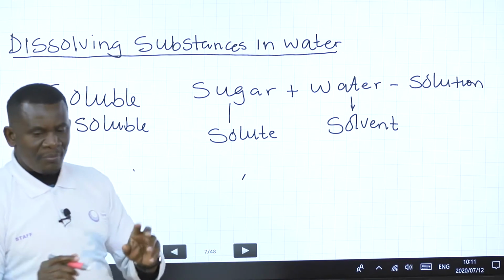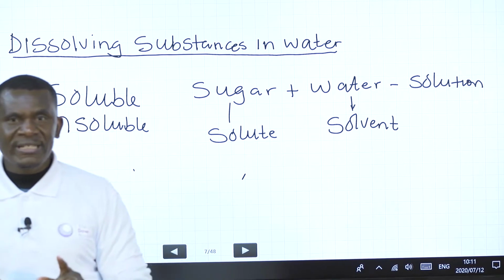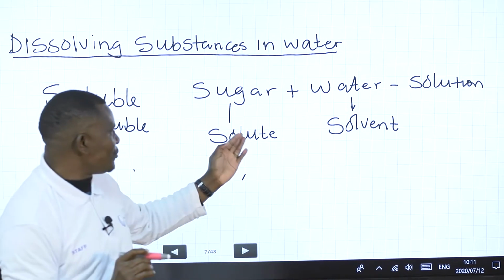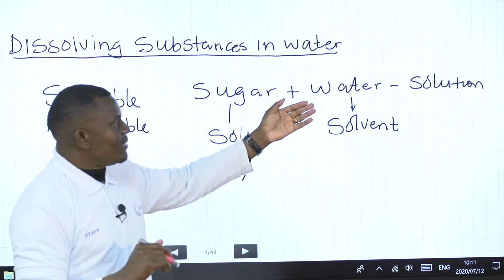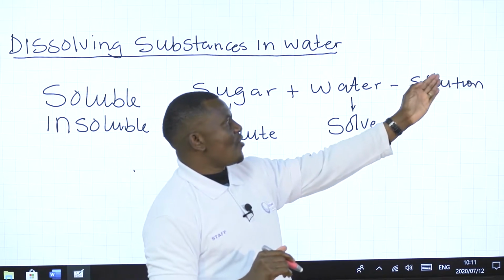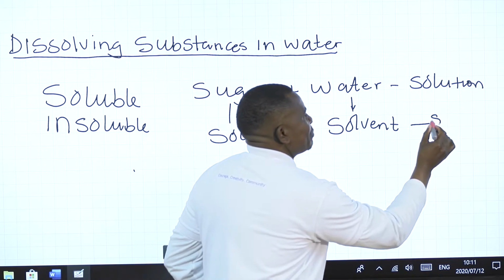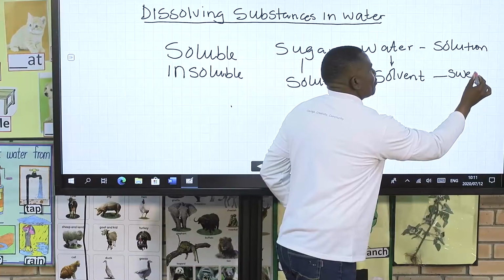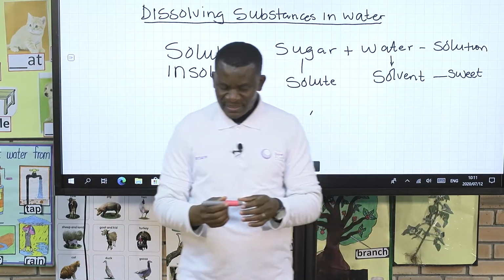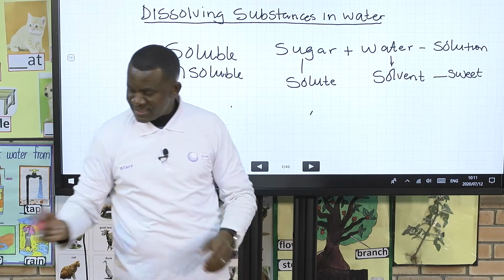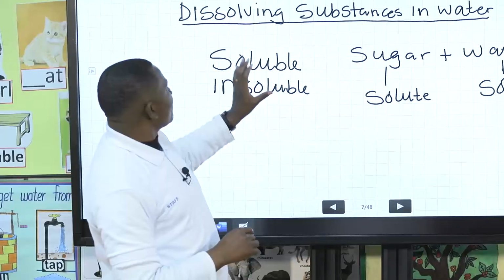Okay, so our sugar is a solute and water is a solvent. They make what we call a solution. This solution is sweet. If we test it, we are going to test the solution that is very, very sweet.